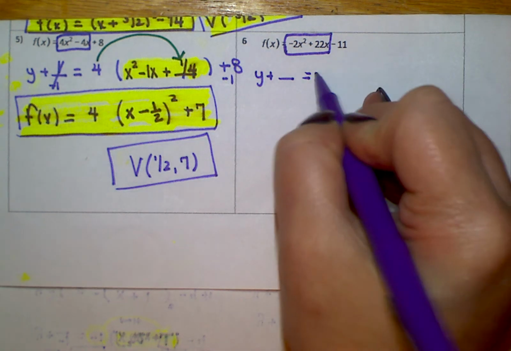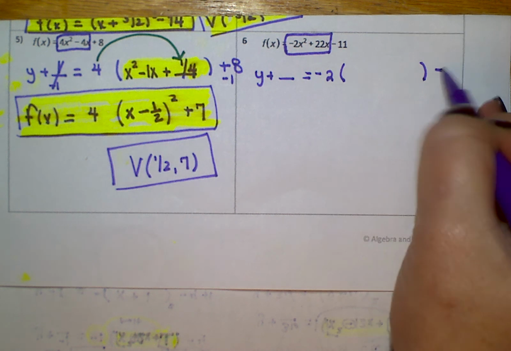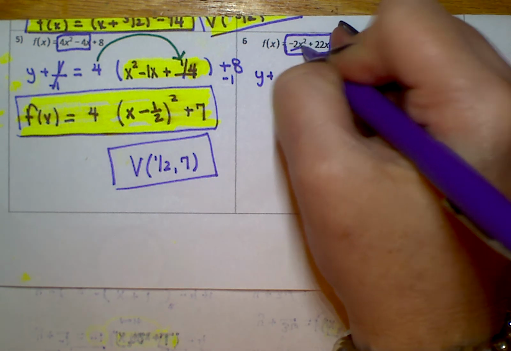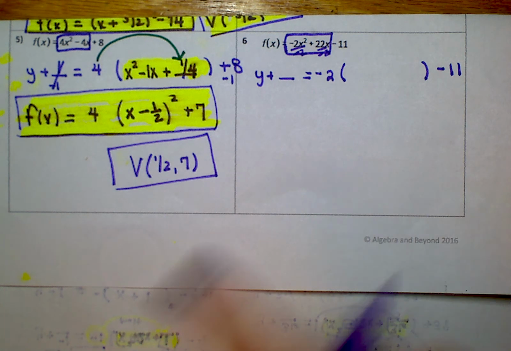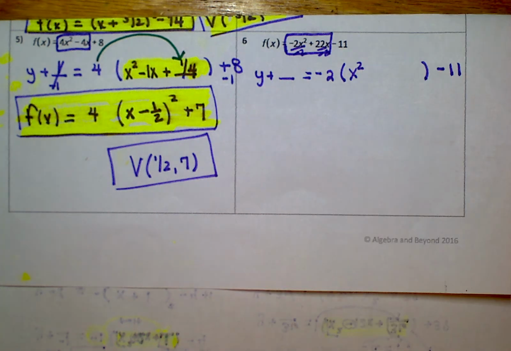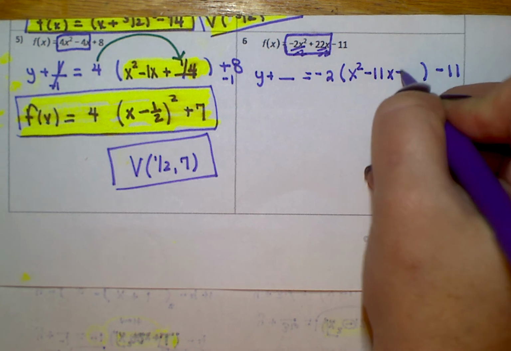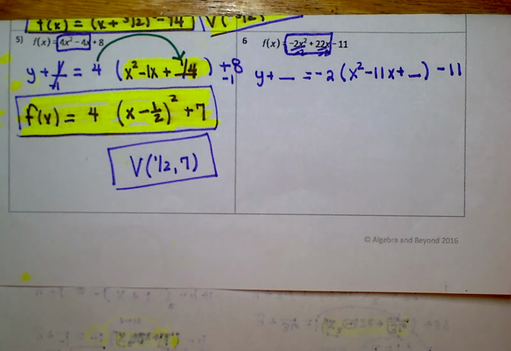So I'm going to take the -2 out because a is not a 1. I'm going to take it out of the first two terms. Leave the -11 out. So what you're doing is you're dividing that by -2 and you're dividing that by -2. If you divide any number by itself, you get the 1, and that's what you're wanting there. 22 divided by -2 gives you a -11. And you can always check that by distributing to look back above.